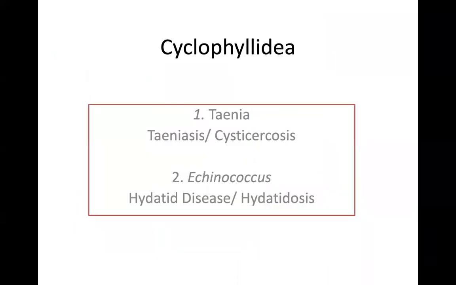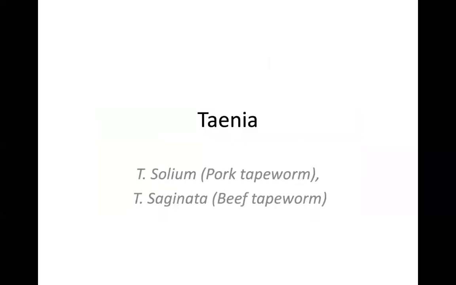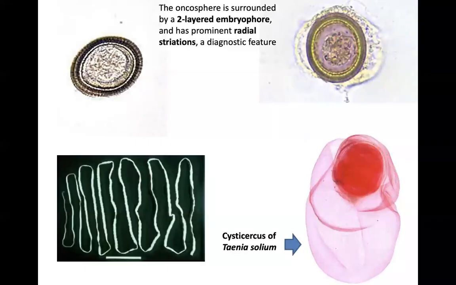Right, so starting with the cyclophyllidea, the Taenia, taeniasis, and Echinococcus as a few examples. There will be a series of images to help you identify different features of these parasites, starting with Taenia saginata and Taenia solium. This is the image of a tapeworm right here, and these are the eggs. The eggs have prominent radial striations of the oncosphere, which you can see on the shells. They're like different lines coming out on the shells. These radial striations are a diagnostic feature for these Taenia.